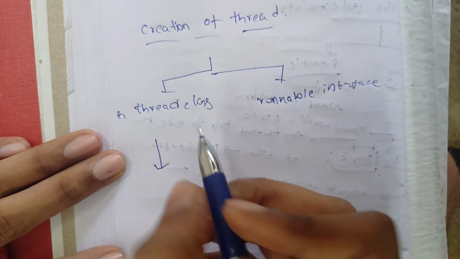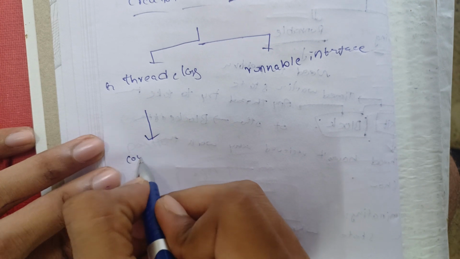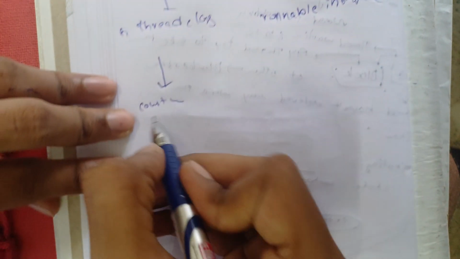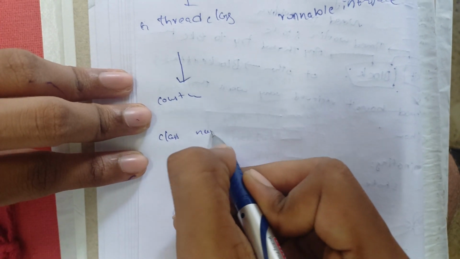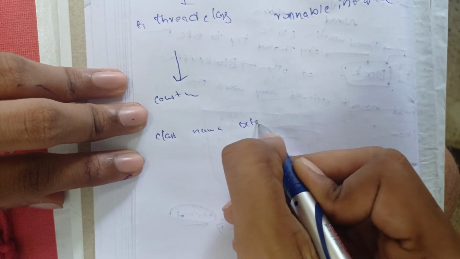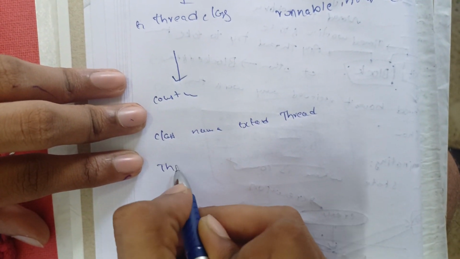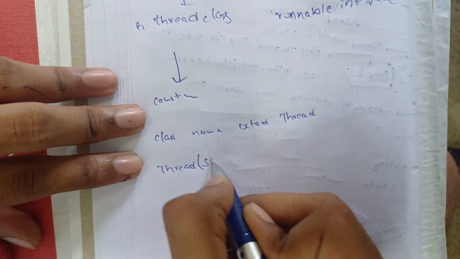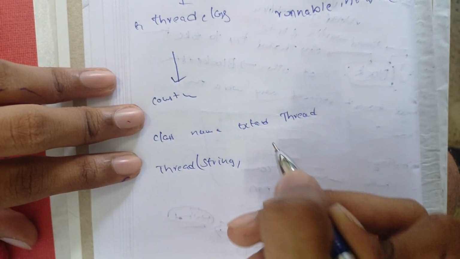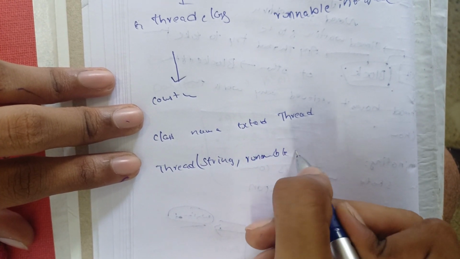In this, we can extend a thread with the help of constructors and methods, which means there will be a class name which extends the Thread class, and there will be a constructor named Thread which can contain a string name or a Runnable and its reference variable, the Runnable interface or its reference variable.